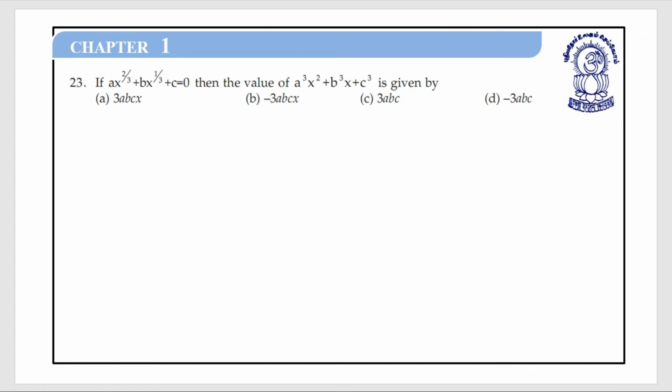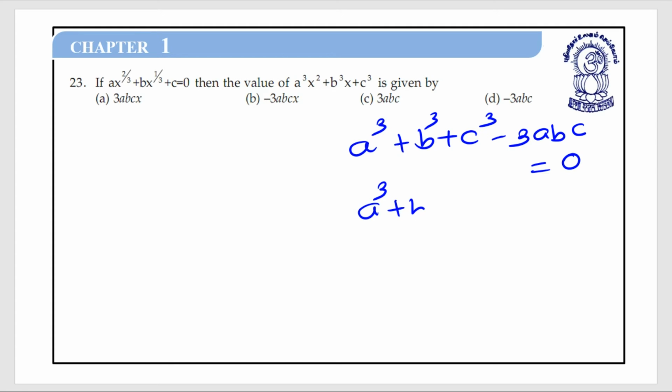Now question number 23. If a x raised to 2 by 3 plus b x raised to 1 by 3 plus c is equal to 0, then the value of a cube x square plus b cube x plus c cube is given by, remember we have the formula a cube plus b cube plus c cube minus 3abc is equal to 0. Or a cube plus b cube plus c cube is equal to 3abc.